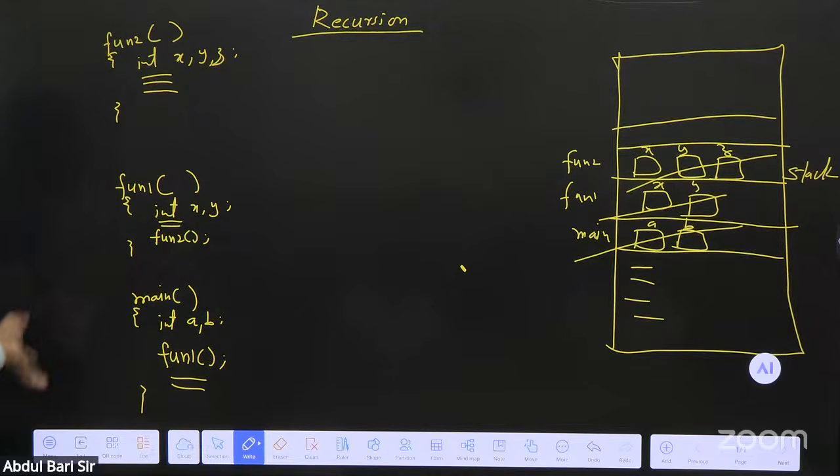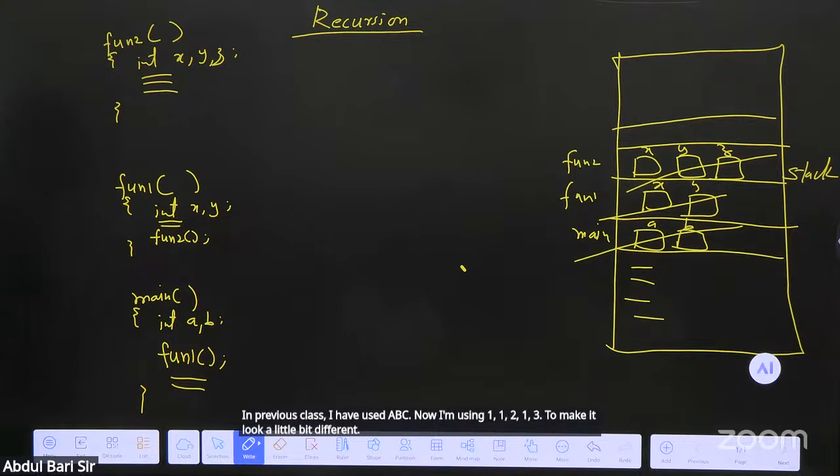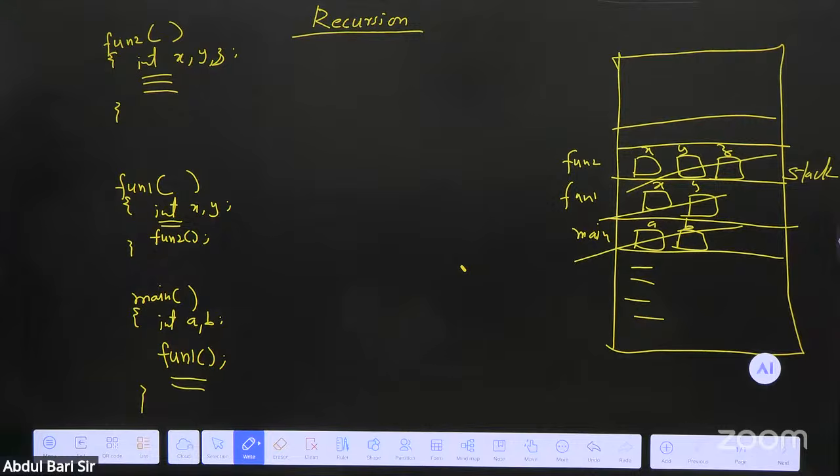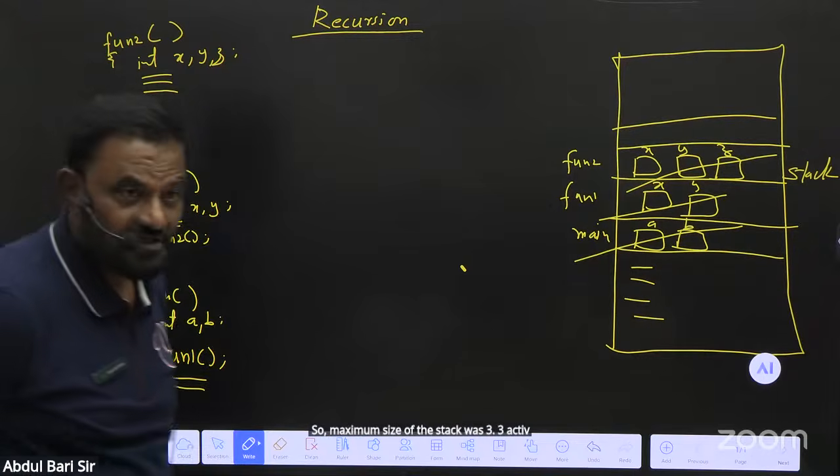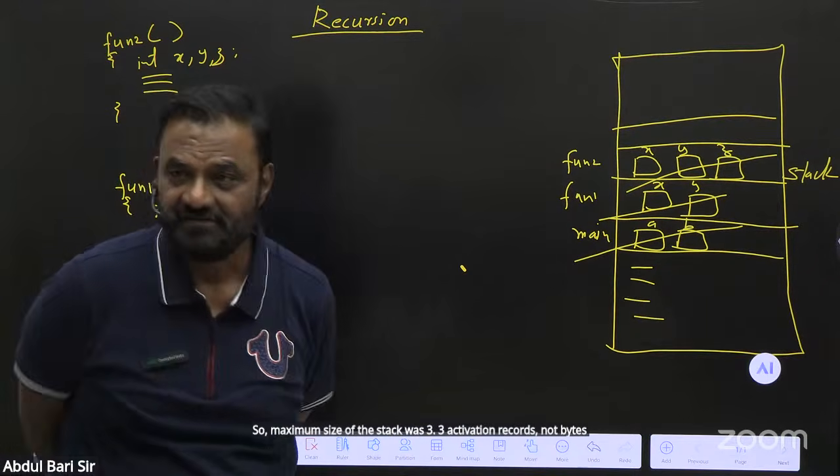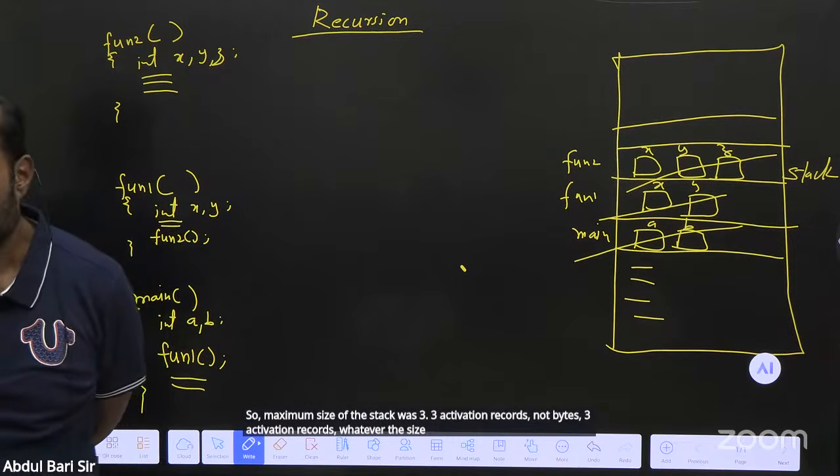In the previous class, I used ABC. Now I'm using fun1, fun2, fun3 to make it look a little bit different. So the maximum size of the stack was 3. 3 activation records, not bytes. 3 activation records, whatever the size of the activation record is.